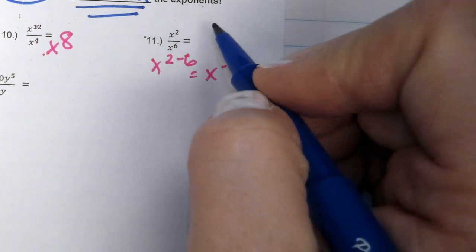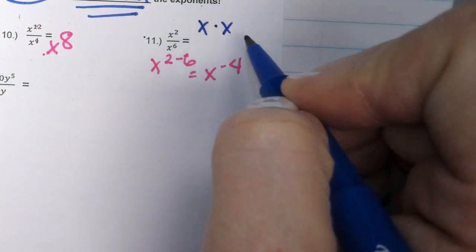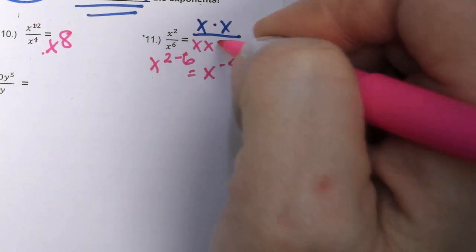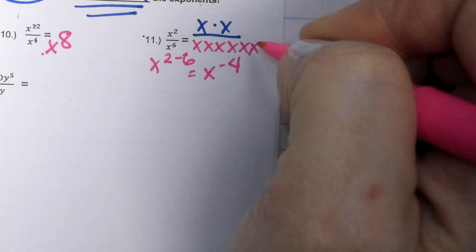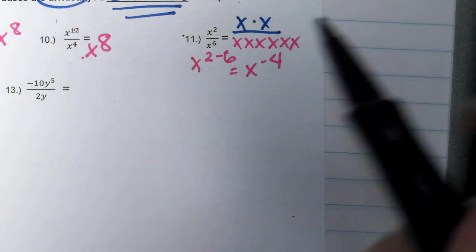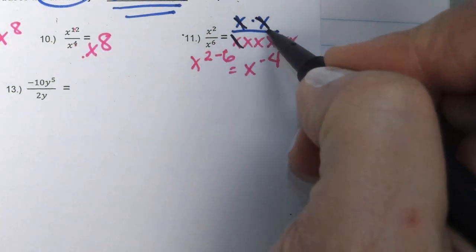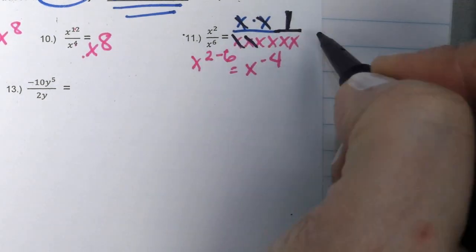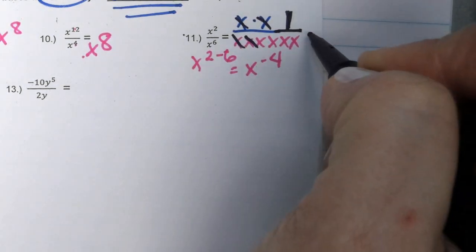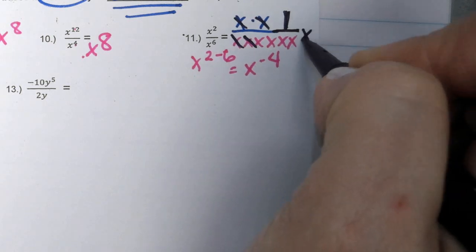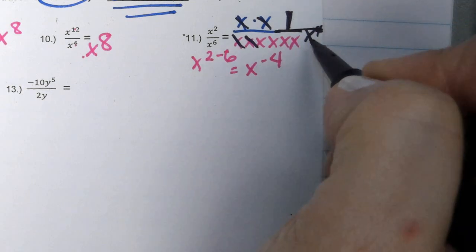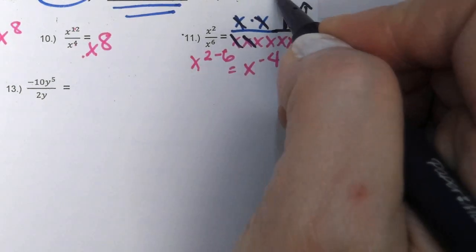So let's do this. X to the second is the same as x times x, right? And then x to the sixth, well, that would be x, x, x, x, x, x. 6 x's. We can start to cancel some of these out. So we end up with a 1 on the top, nothing else is left over. A 1, and then how many x's are left? 4 x's. 1 over x to the 4th. So this becomes 1 over x to the 4th.